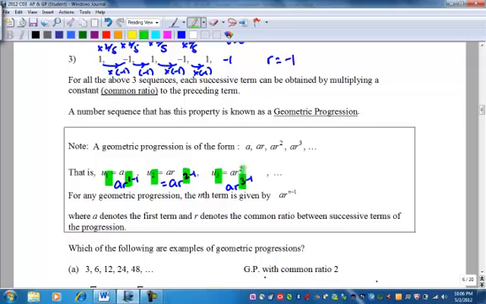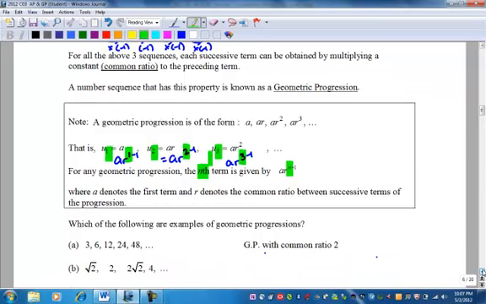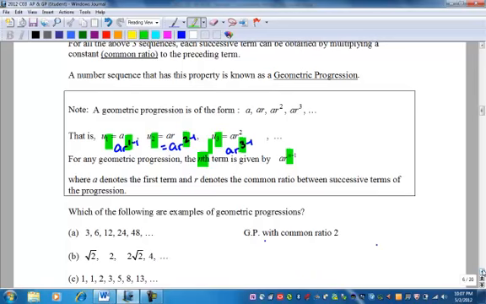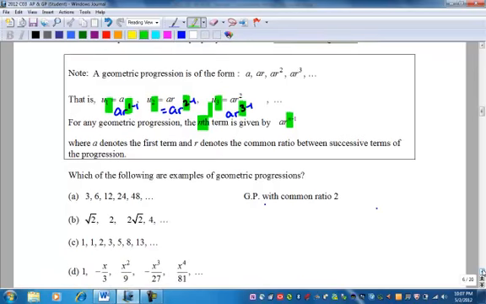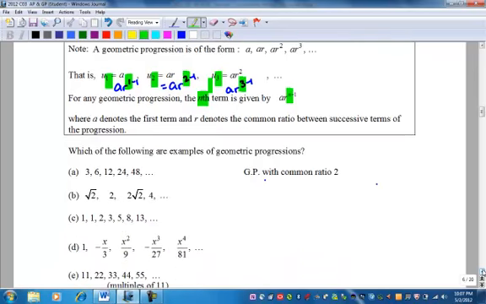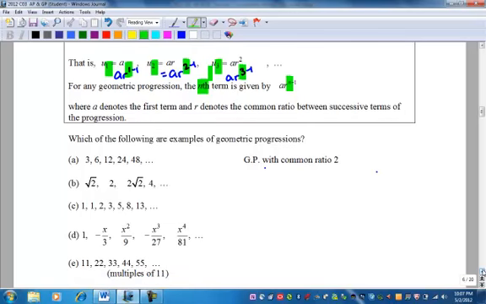Can you see that for any nth term in a geometric progression, U subscript n, when the position is n, the nth term is denoted by AR power n minus 1. Next, we proceed to examine a few sequences and we try to identify which one among them are geometric progressions.